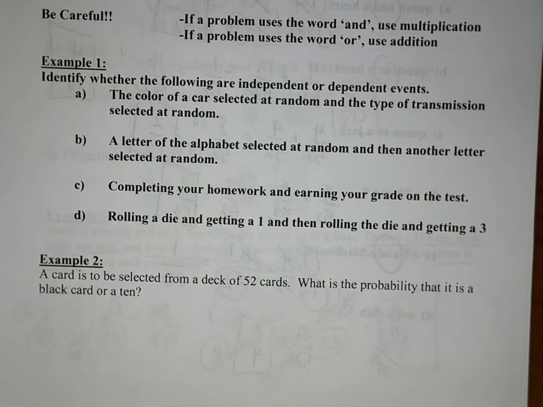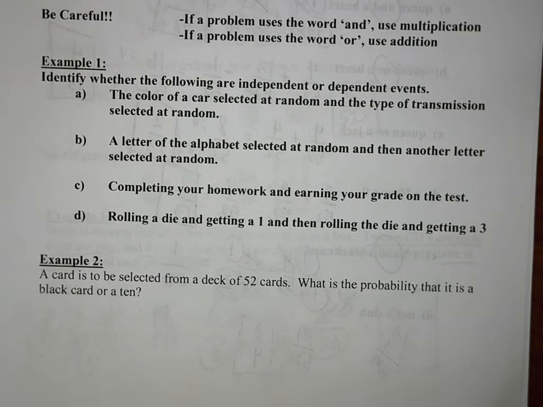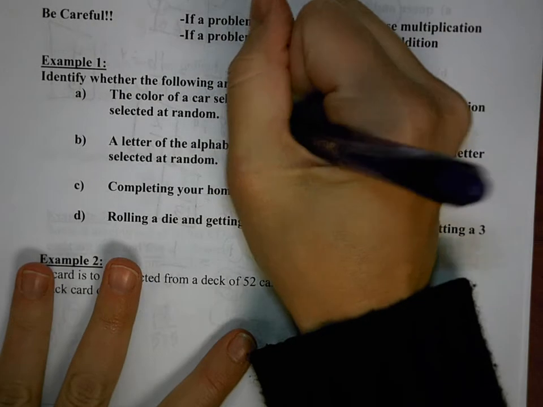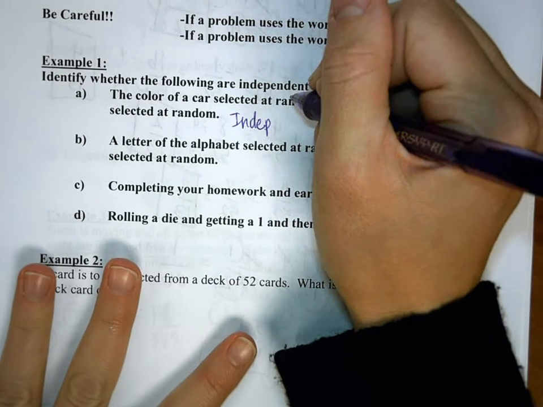Again, using your fingers without yelling things out, independent will be 1, dependent will be 2. On A, the color of a car selected at random and the type of transmission selected at random. Do you think those are independent or dependent? What we mean is, if you pick a red car, does it have to have a certain transmission? Once you pick the color, are you automatically set? No. So those are called independent. That would have been a 1. It does not matter what color your car is, you can choose any transmission that you want.